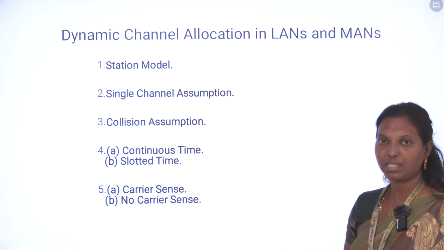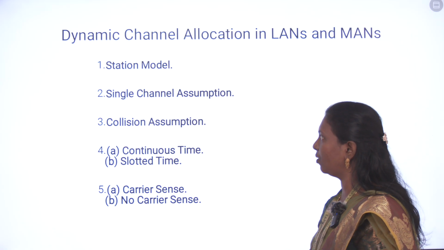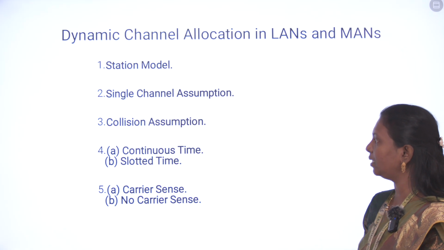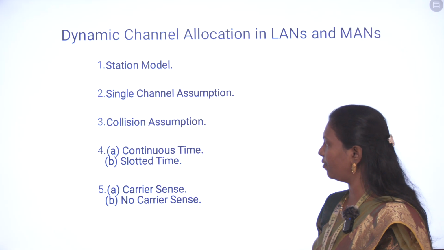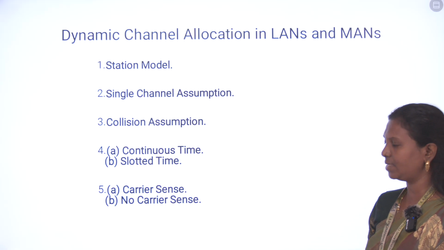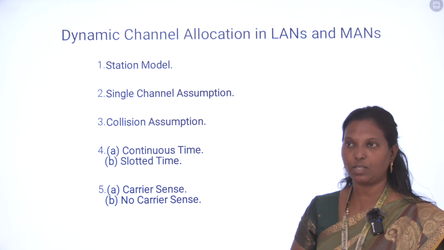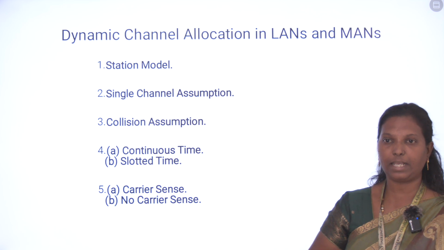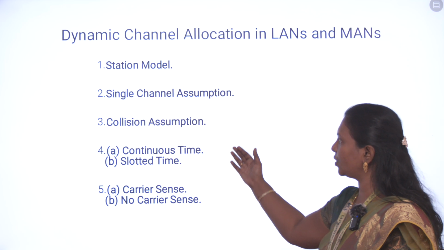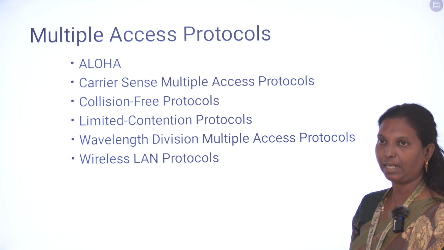And in dynamic channel allocation, again there are different modes. The first is the station model, the second concentrates on the static single channel assumption, the third is the collision assumption, the fourth varies with continuous and time slotted variations, and the fifth is carrier sense and no carrier sense allocation. As you know, dynamic is an environment that keeps on changing, so these allocations should be properly in line, with proper allocation for the LAN and MAN connection.